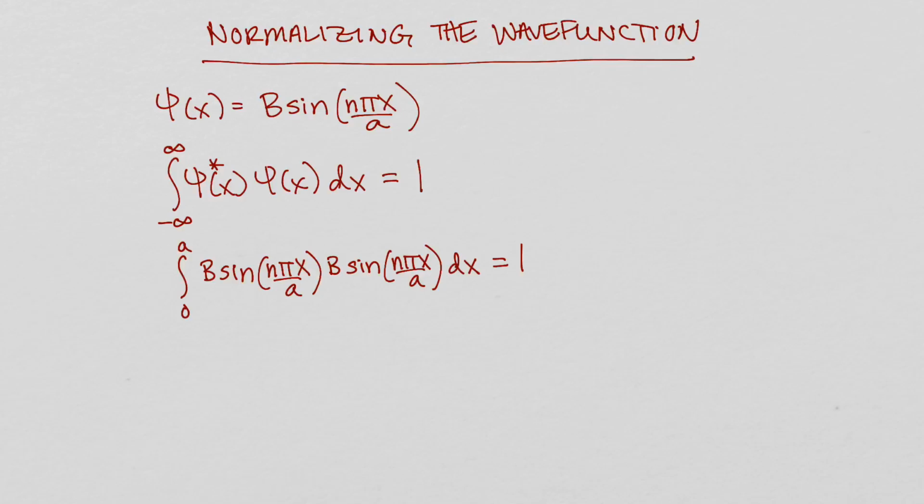Now what we're going to do is solve for b and see what b has to be equal to in order to make this expression true. First thing we want to do is pull everything out of our integral that we can. In this case, that's just our b's. So we'll have b squared times the integral of sine squared n pi x over a dx from 0 to a. We know that equals 1.